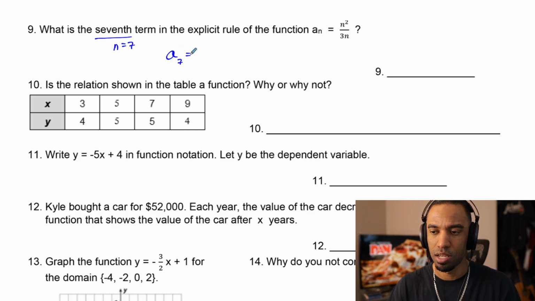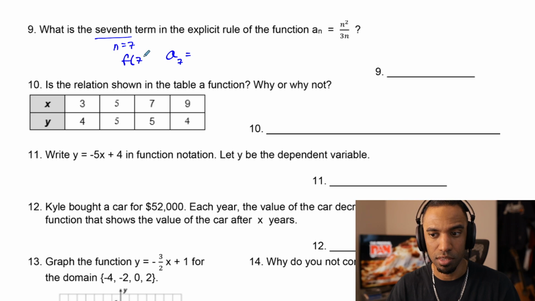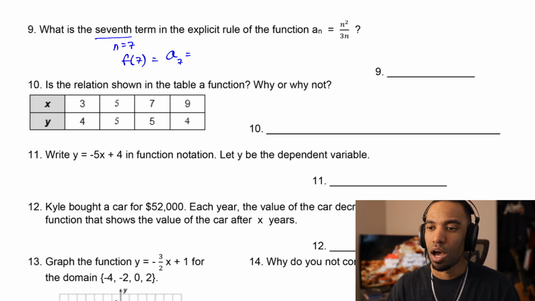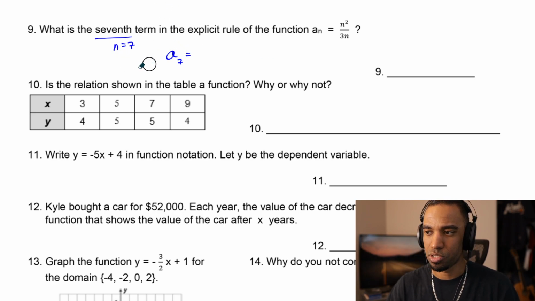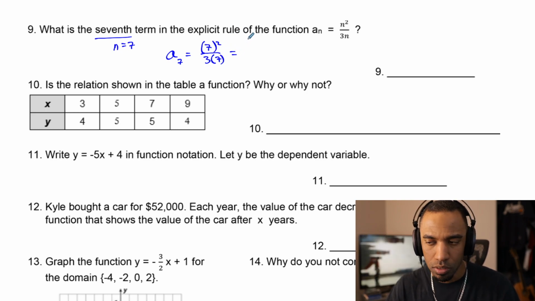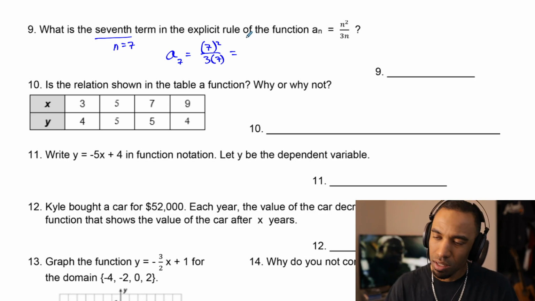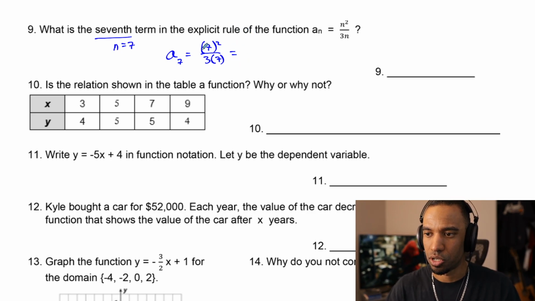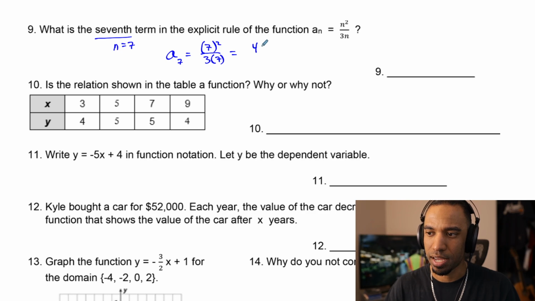A sub 7, by the way, means the same thing as f of 7. F of 7, a sub 7, equals, and substitute 7 into this guy. 7 squared over 3 times 7, just like that. There are ways to clean this up faster than what I'm about to do. I'll consider showing you the alternative after. 7 squared is 49, and 3 times 7 is 21.